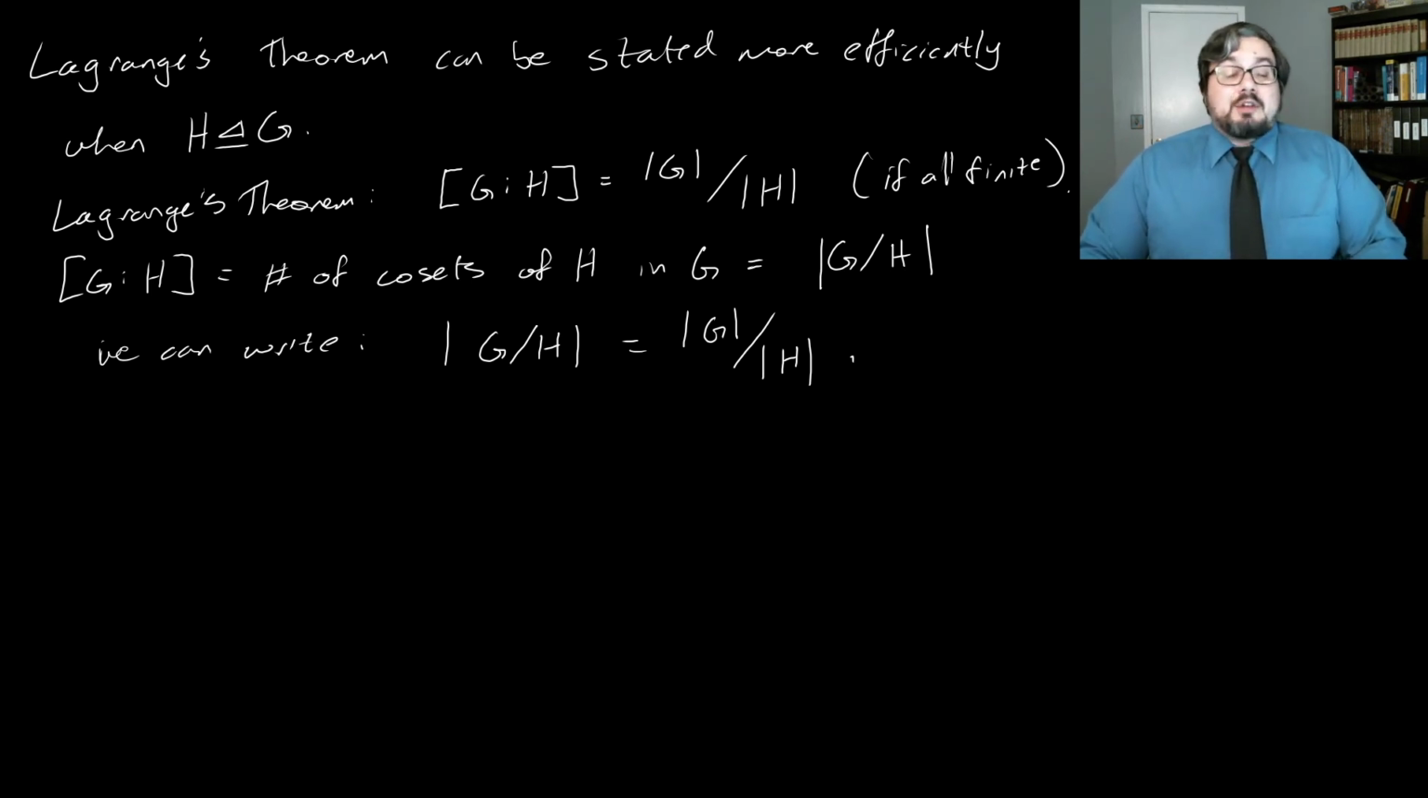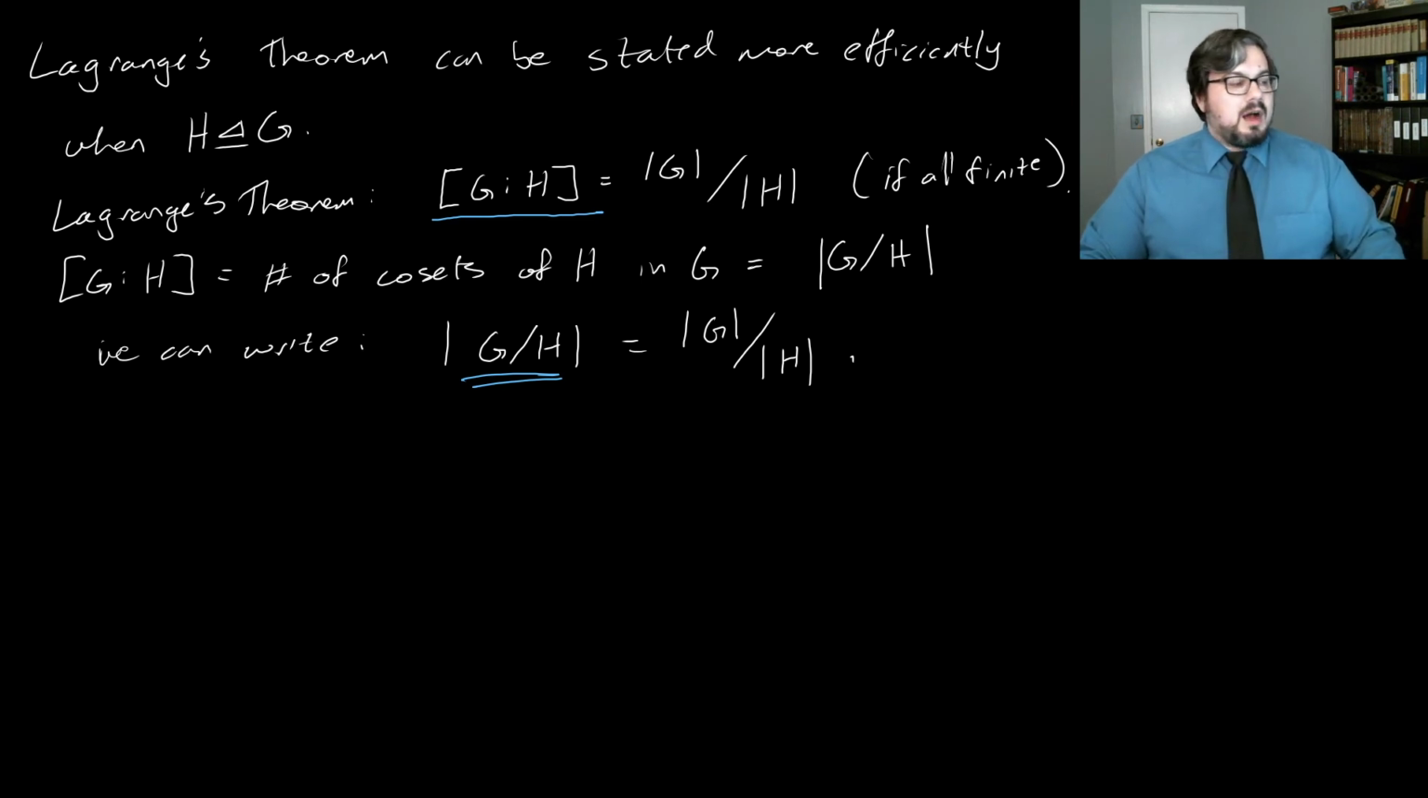Now, we don't state Lagrange's theorem this way because this symbol, G mod H, is only defined when H is a normal subgroup. If H is not a normal subgroup, we do not even attempt to define what that notation means. And that's why instead we have the notation of the index of H in G, which is perfectly well defined, even when G mod H isn't a group.